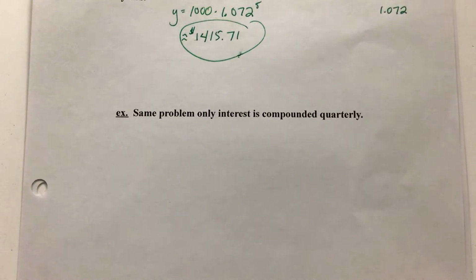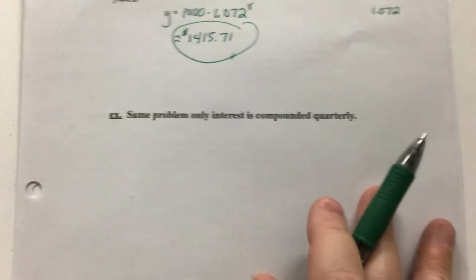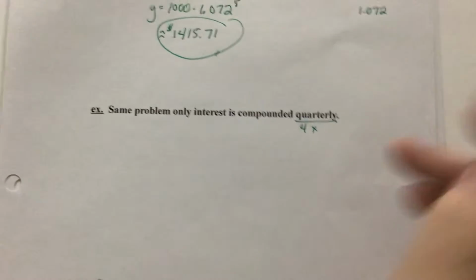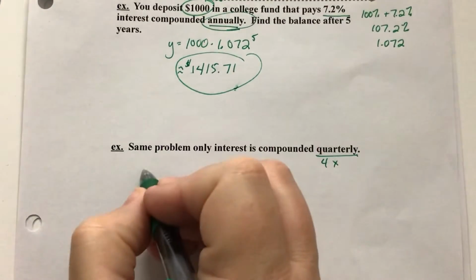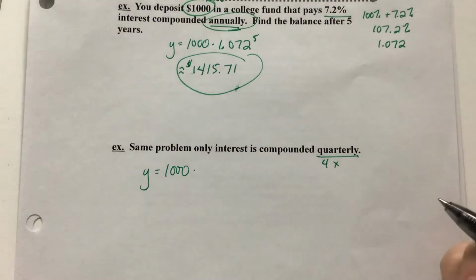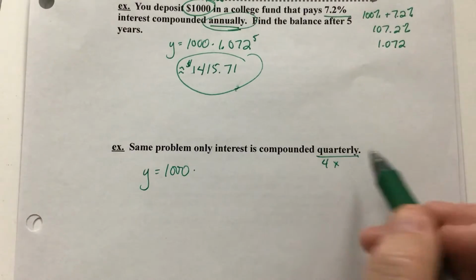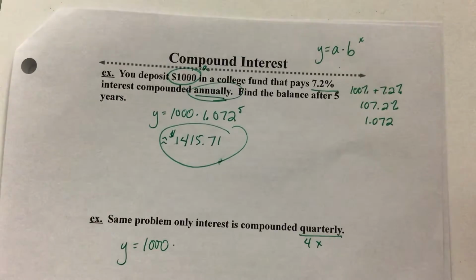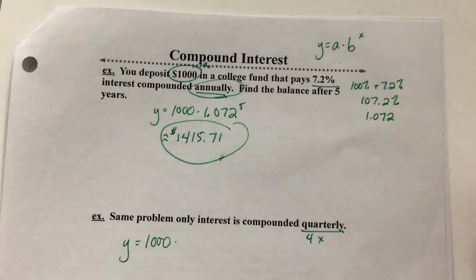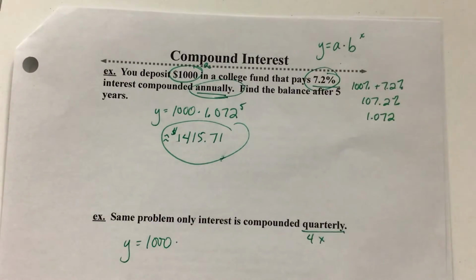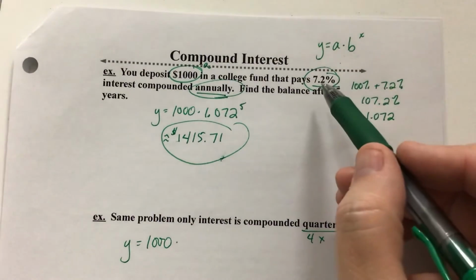Okay, let's shift down to the second part. It says, do the same problem, only the interest is compounded quarterly. Quarterly means how many times a year? 4 times a year. So my original equation, my amount is still $1,000. But since I'm compounding it quarterly, you're doing 7.2% over the whole year. Does that make sense, what I'm saying?